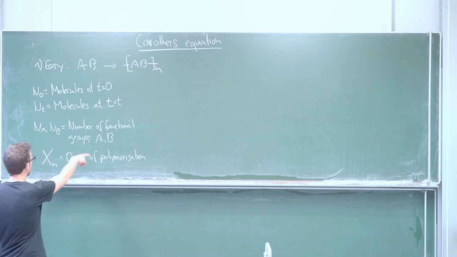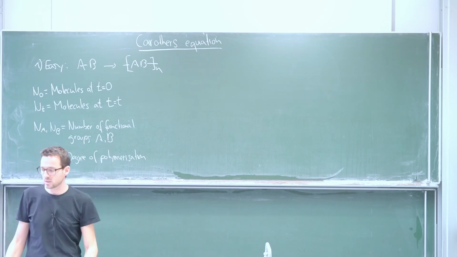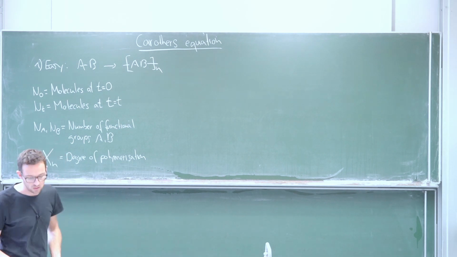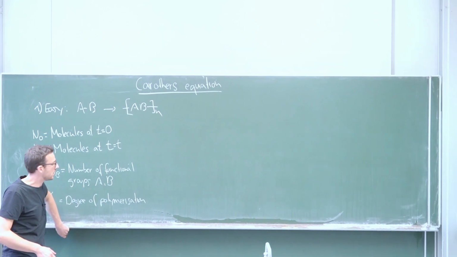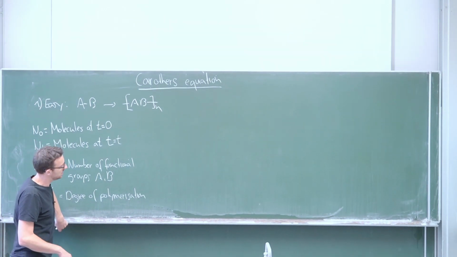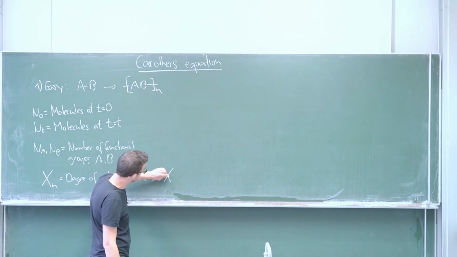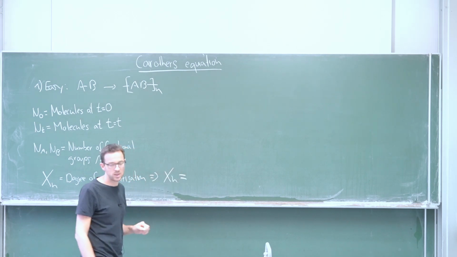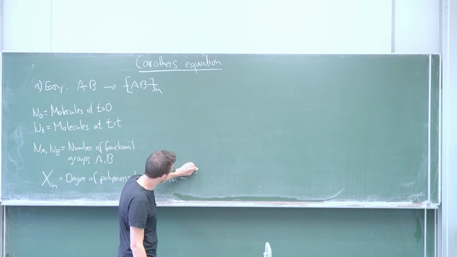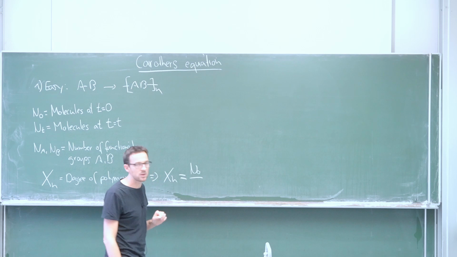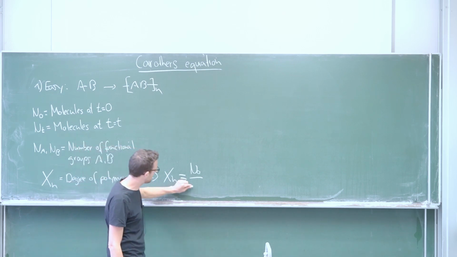So the first thing is we need to think about how we can express Xn in terms of these numbers that we have here. And a very simple way to do this, and this is what this Carothers equation is based on, simply states that Xn is the number of molecules that were there at the beginning divided by the number of molecules that is there at the end of the reaction or at a certain time t.